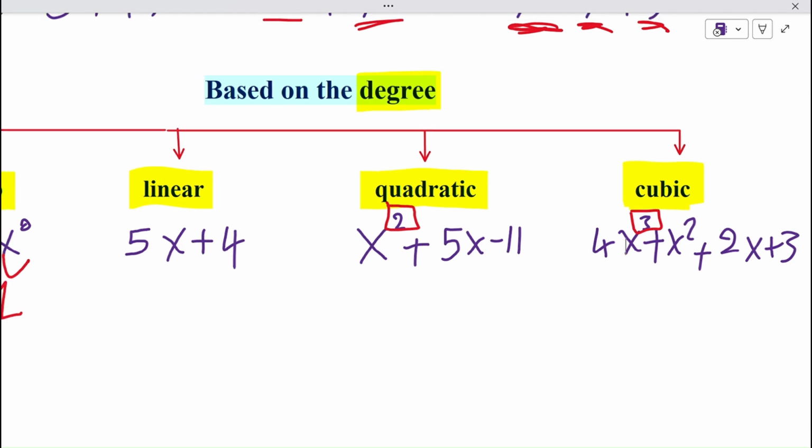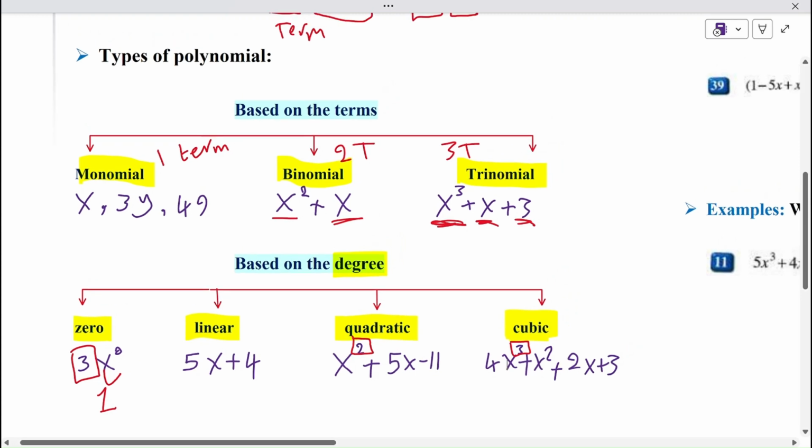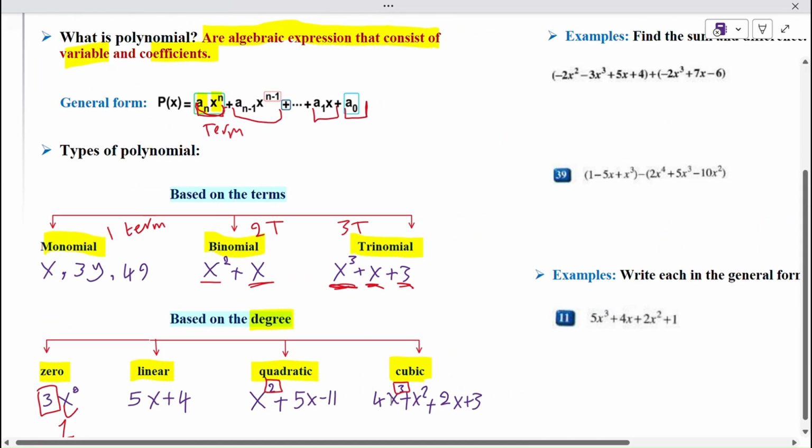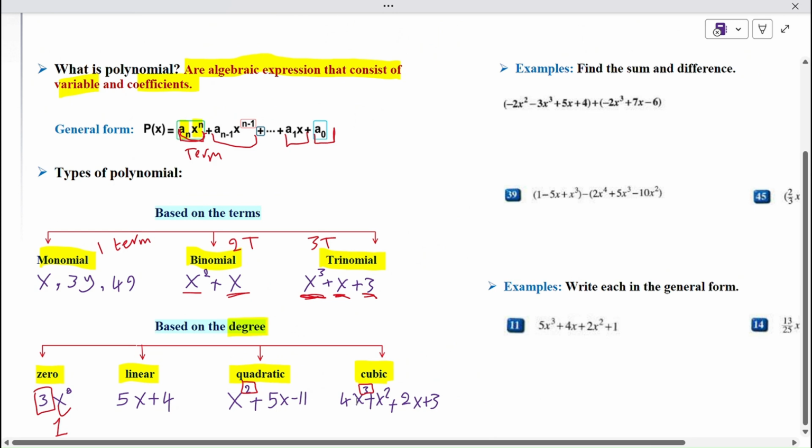So for polynomials, we have two types. The first type is based on the term. One term is called monomial, two terms is called binomial, three terms is called trinomial. What about based on the degree? We have 0 degree, which means just a constant. Linear means the variable with the first degree. Quadratic means the variable with the second degree. Cubic means the variable with the third degree. This is all about polynomials. This is an introduction to polynomials.